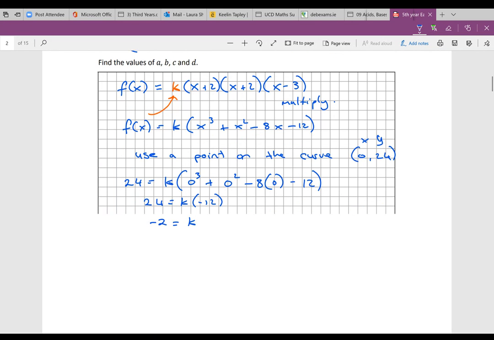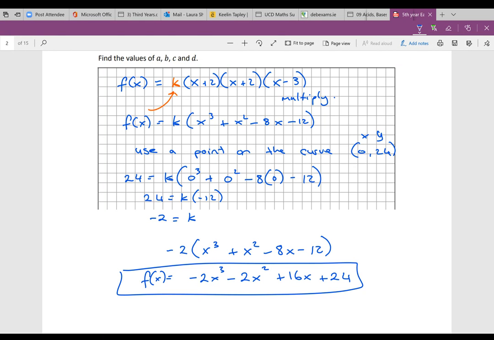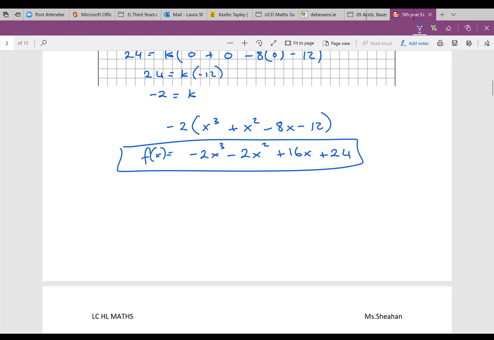Now if k is equal to minus 2, I've got to multiply this equation, which gives me f(x) is equal to minus 2x cubed minus 2x squared plus 16x plus 24, which is my equation of this line.